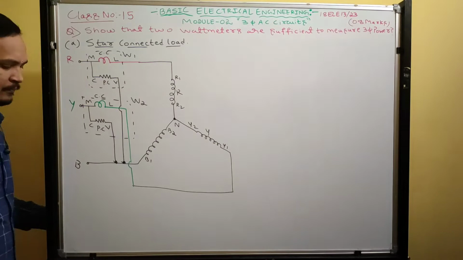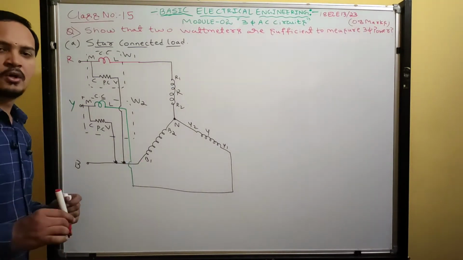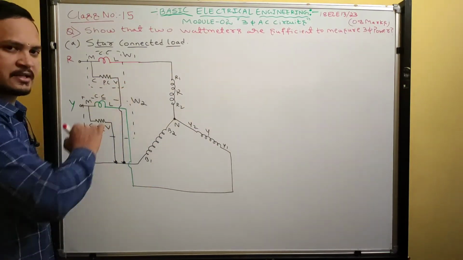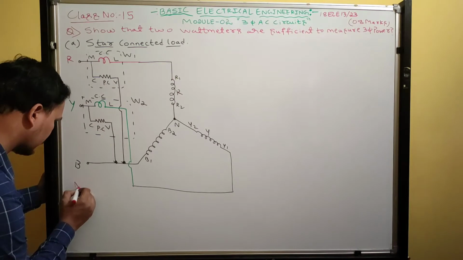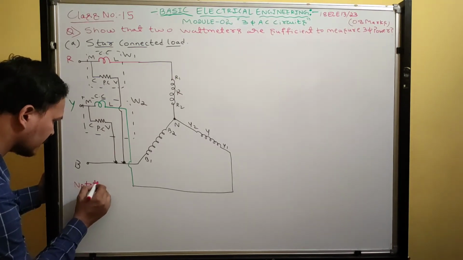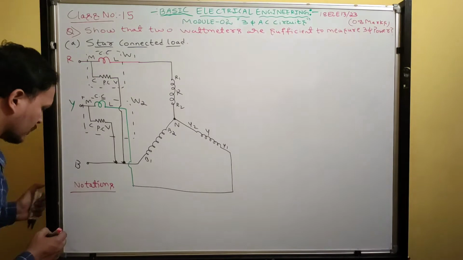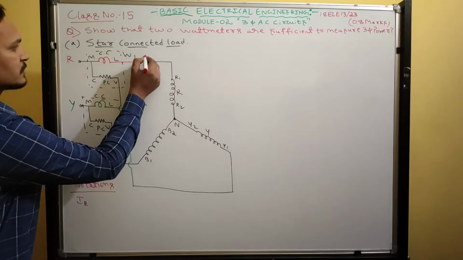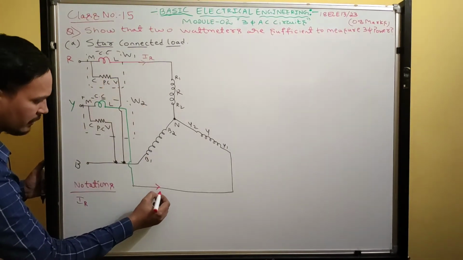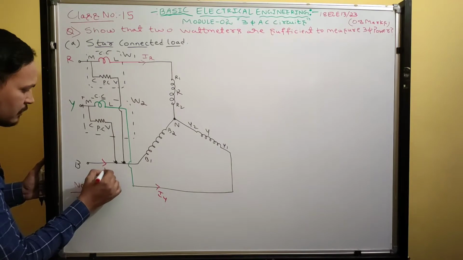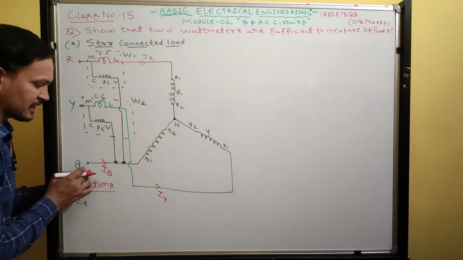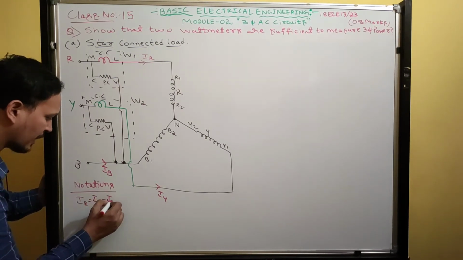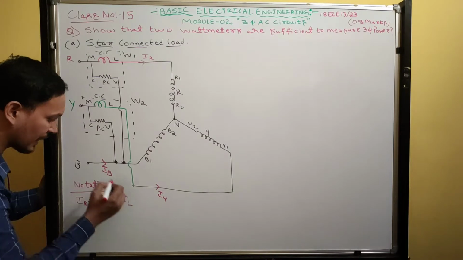So before starting the derivation, you write down the notations used in the star connected system. Before that, write a small heading: notations. We know that in star connection, what are the line currents? The current in the R line is IR, the current in the Y line is IY, the current in the B line is IB. These are all line currents: IR, IY and IB.